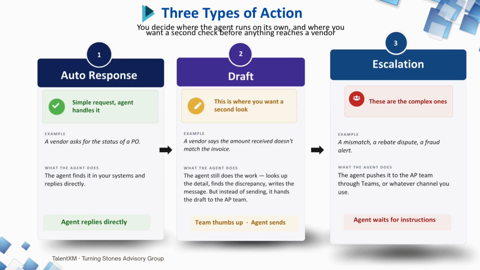Escalation. These are the complex ones. A mismatch, a rebate dispute, a fraud alert. The agent pushes it to the AP team through Teams, or whatever channel you use, and waits for instructions.